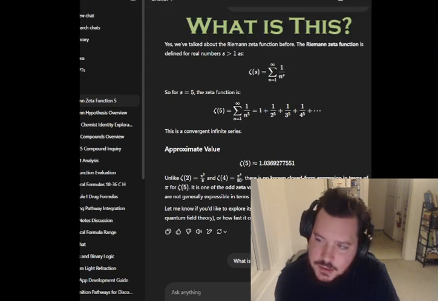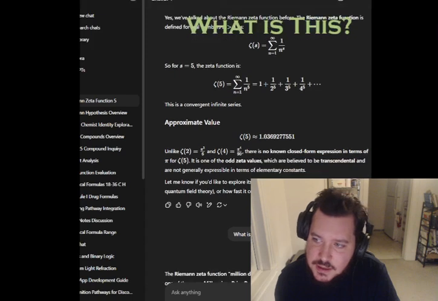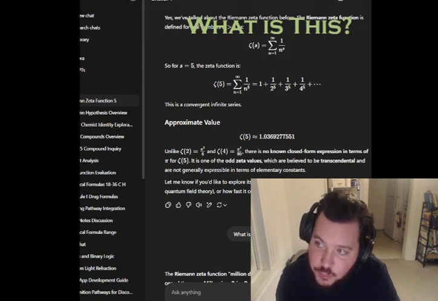So this is how it works. It's a sum of the number you pump in, you go up to infinity, 1 over n to the s. So with s equals 5, the zeta function ζ(5) is the infinite sum from n equals 1 of 1 over n to the 5th, which equals 1 plus 1 over 2 to the 5th, 1 over 3 to the 5th, 1 over 4 to the 5th.